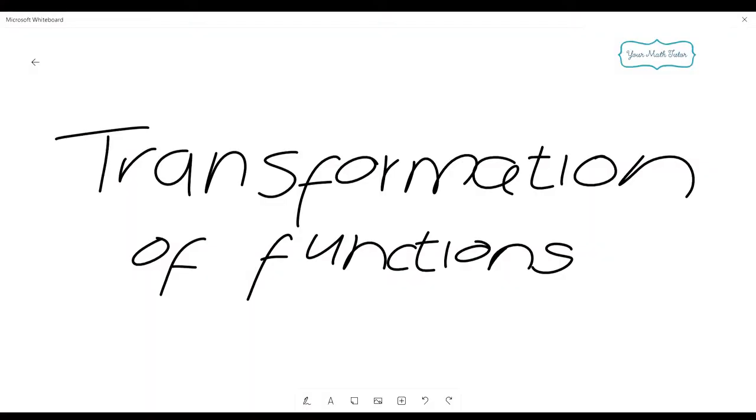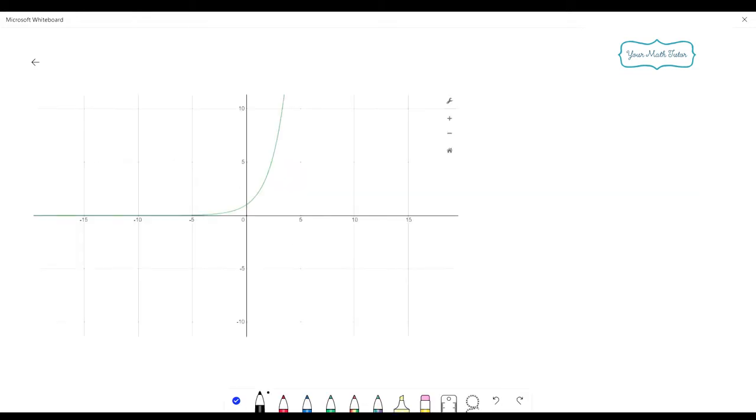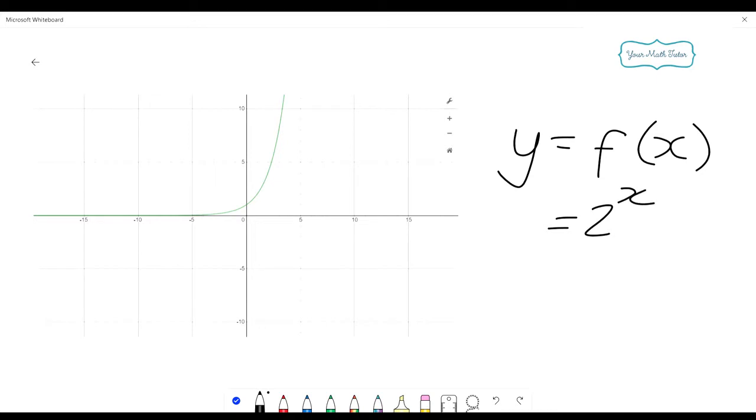Today we're going to be discussing the transformation of functions. I'm going to use one function as an example, but these rules apply to any given function. The function we're going to be using and transforming is y equals f of x, and our graph is 2 to the power of x. It's an exponential function. But what I need you to pay attention to are these following coordinates, which will help us when we're looking at our transformed functions.